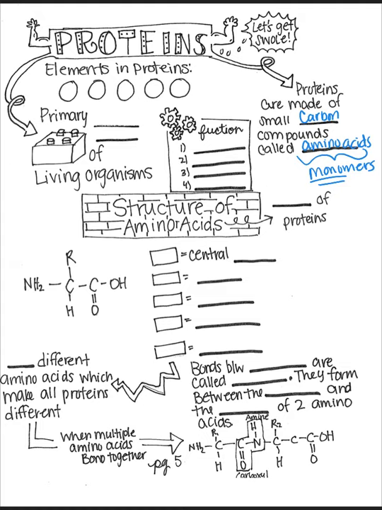So, the elements that exist inside proteins, you can see there's quite a few here. Carbon, hydrogen, oxygen, nitrogen, and sulfur. No phosphorus. Hint, phosphorus is actually only found in some lipids as phospholipids and then in our nucleic acids. So proteins are the primary building blocks of our bodies and of living organisms.